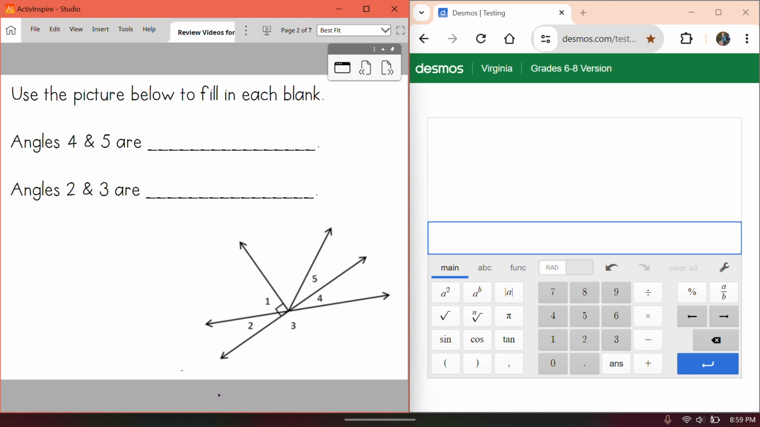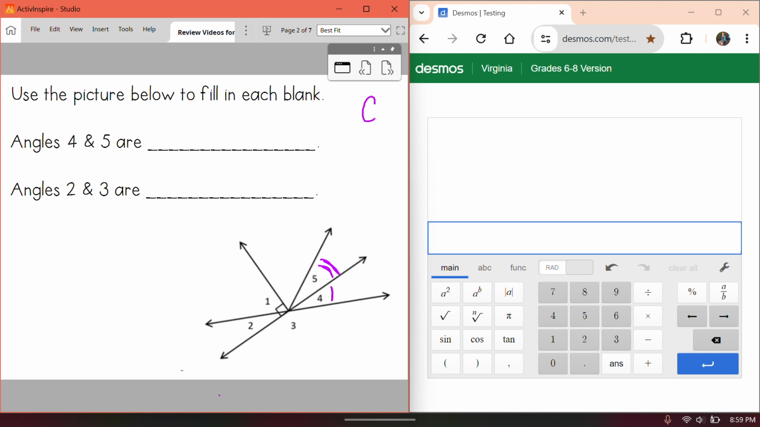This says use the picture below to fill in each blank. And then we've got a couple different pairs of angles here. So the first one says angles 4 and 5 are blank. And we want to fill that in with an angle name. So 4 and 5, we have lots of different choices.